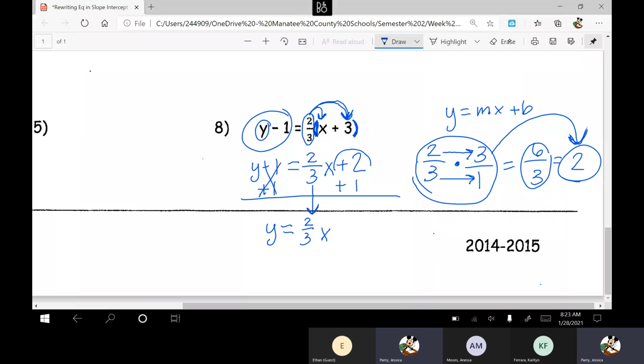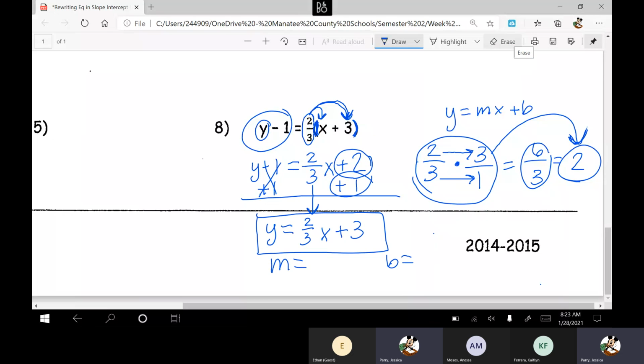And then here I have 2 plus 1. We can actually add those together because they are in the same family. So we just do 2 plus 1 is positive 3. Now it's in slope-intercept form, y equals mx plus b. Let's write out what is in the same spot as m and what's in the same spot as b.